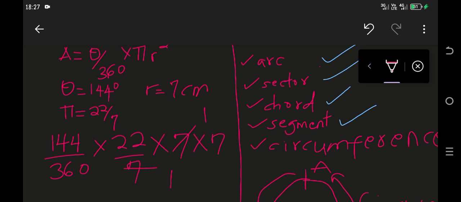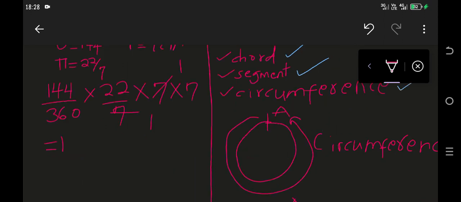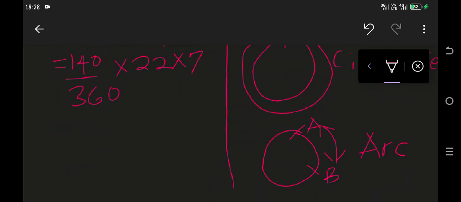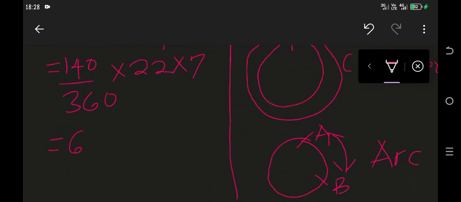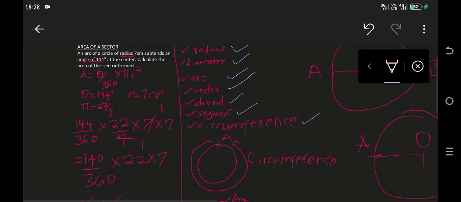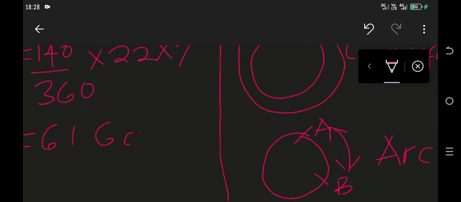If you work this out, 144 over 360 times 22 times 7, you will get 61.6. And what were the units? The units were centimeters. So the area is going to be in centimeters squared. That is the first example.